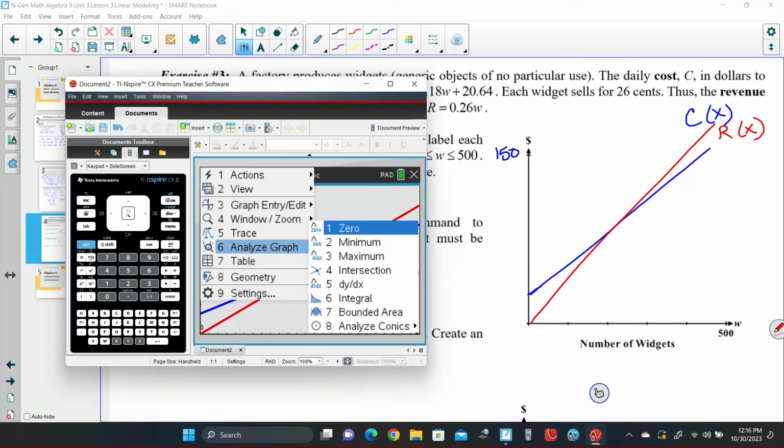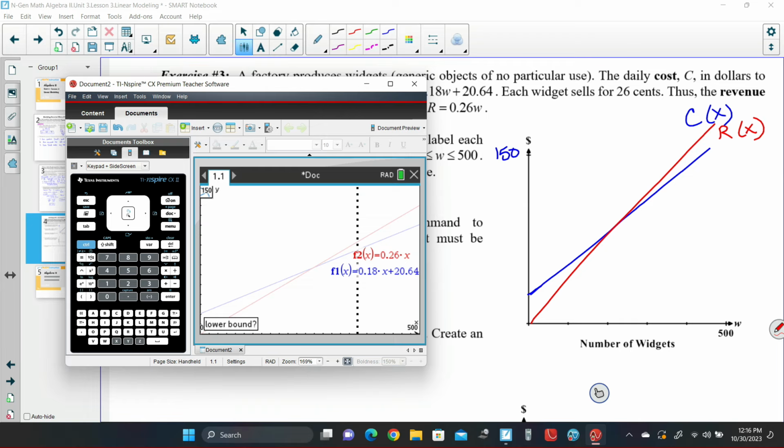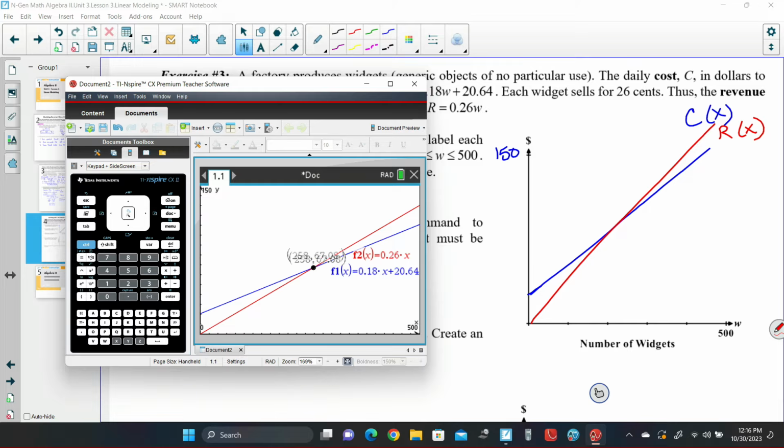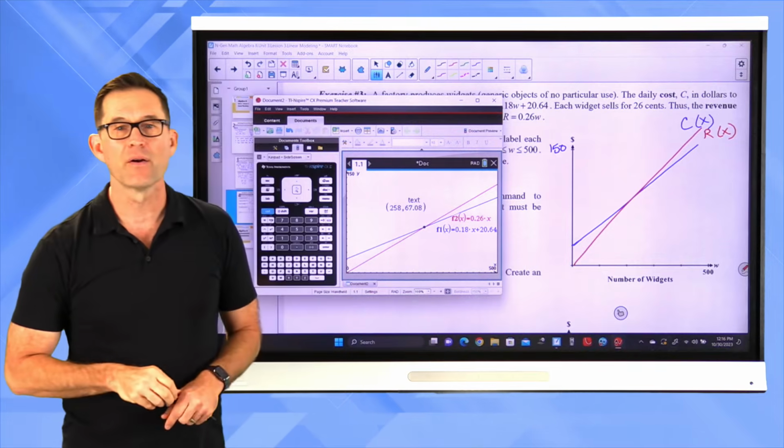For me, one of the most important things is intersection. I just need to move that dashed line to the left of my intersection. I'm going to hit enter. Then I move the line to the right of the intersection, and hit enter. Then maybe I'll move this point up like that so that we can actually see it. And there it is, right?